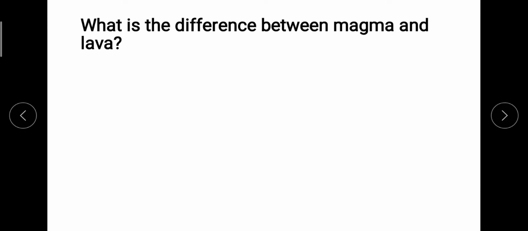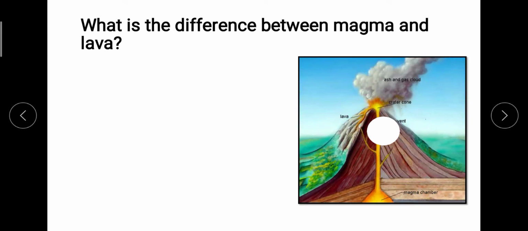Now another related thing is a specific terminology that we use with reference to volcanoes, that is magma and lava. These are two separate names for the same material. This molten rock that you can see in the form of this orange color is the structure that we refer to as magma and lava.